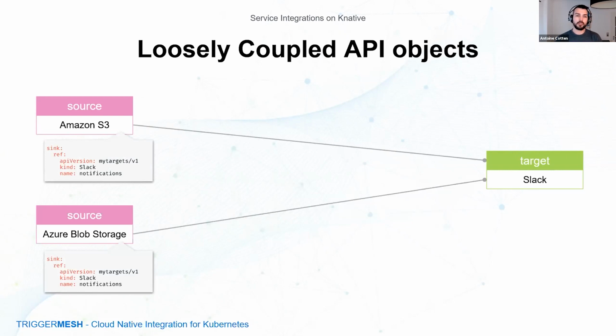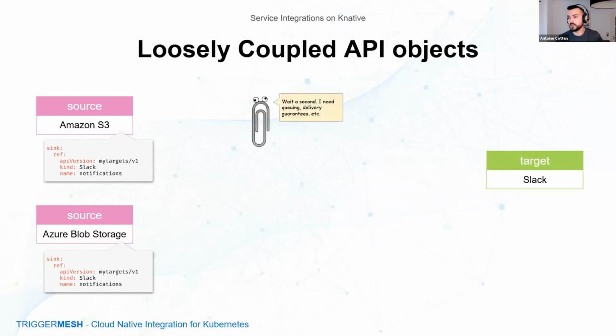To do this, you have to define event sinks, right? So the source has to know about what kind of Kubernetes object there will be on the other side. So if you have an event source for Amazon S3, the event sink is a Kubernetes object in a certain API version, a certain kind, a certain name. By defining them, you allow the source to send events to this destination. But there is a challenge here, right? Wait a second. What if you want to do some queuing and have some delivery guarantees and so on?